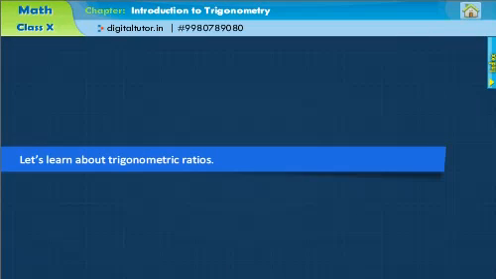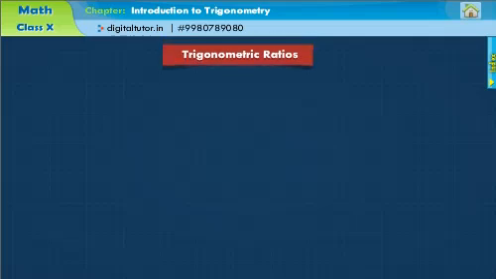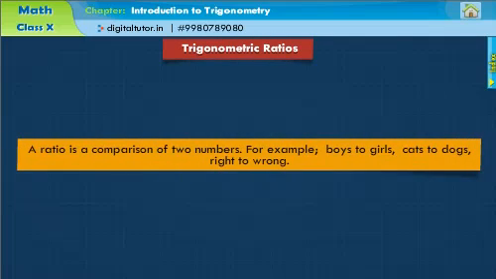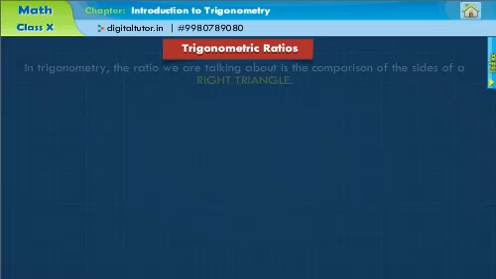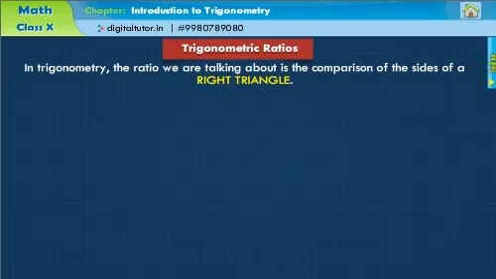Let's learn about trigonometric ratios. A ratio is a comparison of two numbers, for example, boys to girls, cats to dogs, right to wrong. In trigonometry, the comparison is between sides of a triangle. The ratio we are talking about is the comparison of the sides of a right triangle.